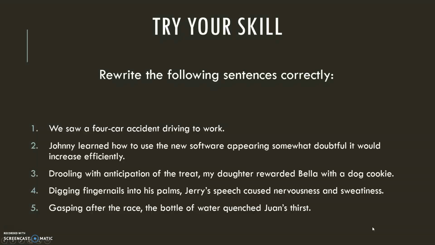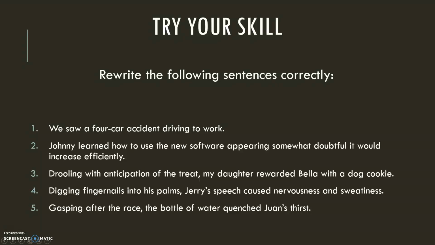Johnny learned to use the new software, appearing somewhat doubtful it would increase efficiency. So this one's telling you the new software appeared somewhat doubtful. I don't think so, because software can't appear doubtful. So this should say, appearing somewhat doubtful if it would increase efficiency, Johnny learned how to use the new software.